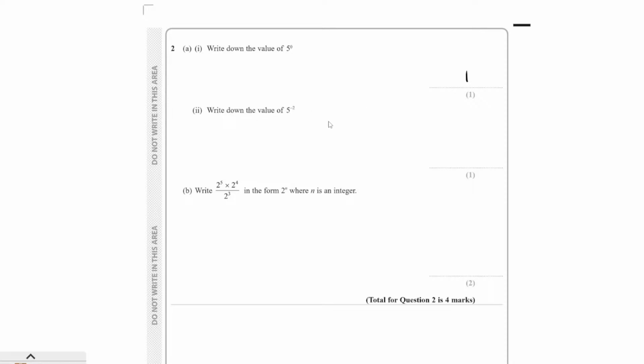Part II, we've got write down the value of 5 to the power of minus 2, so we just need to know what negative powers do. So the negative power is the reciprocal. Now, the reciprocal is where you flip the fraction upside down, or if in this case 5 is obviously a whole number, you put 1 over. The reason being because 5 originally is 5 over 1. That would be the same as 5, isn't it? 5 divided by 1 is 5.